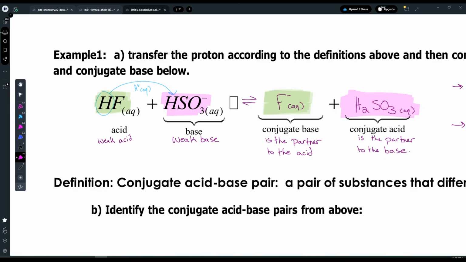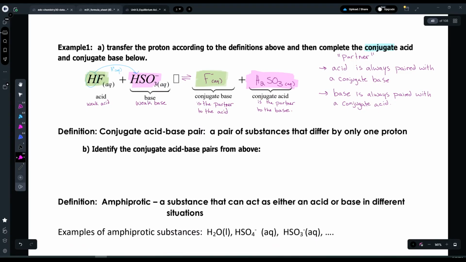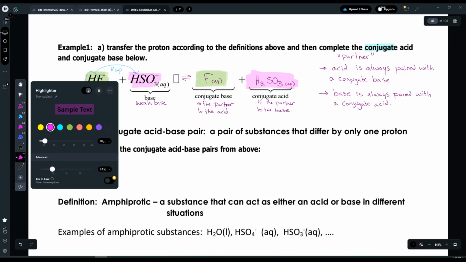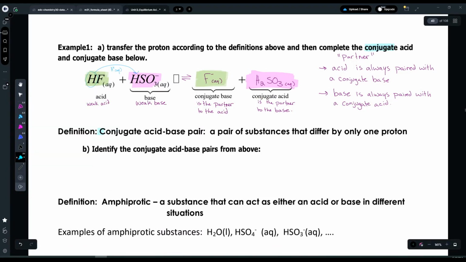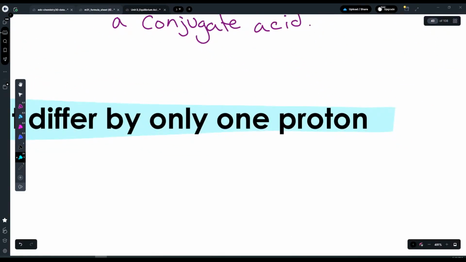Okay, so conjugate acid-base pairs look very similar, but the only difference is that one will have one more hydrogen than the other. Okay, so for the next part here, we have that definition. Conjugate acid-base pair is a pair of substances that differ by only one proton. So in other words, one H plus ion.